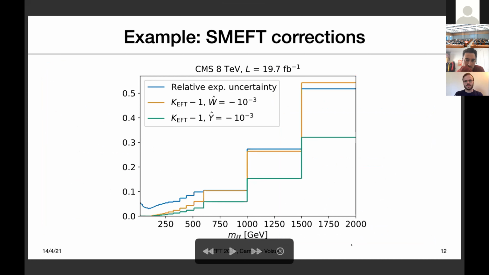And here's just an example of the corrections that we get for an example data set. So this is the CMS 8 TeV data set that goes into our fits. The blue shows the relative experimental uncertainty, and then the gold and green just show the SMEFT corrections. And as you can see, as you go to higher energies, the corrections get larger. So this is why this model is interesting in the context of high invariant mass Drell-Yan tails.